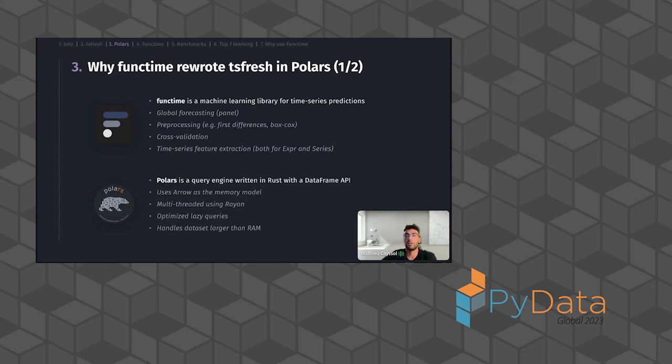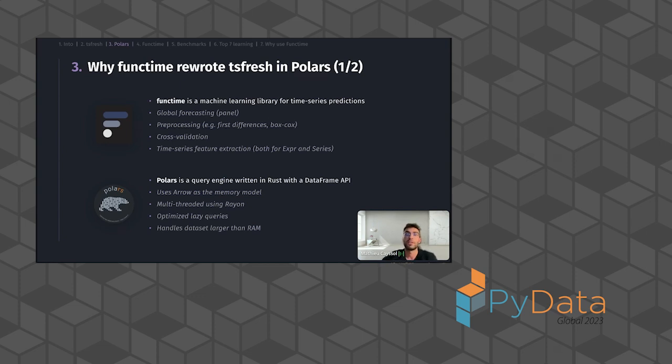So for polars, Chris mentioned it, but probably you know already, it's a query engine written in Rust with a dataframe API. Under the hood, it uses Arrow as the memory model. So it's this columnar memory format, which allows you to perform very efficient operations. Then it's multi-threaded, so it will use all the threads of your CPU on your machine. So it will allow you to perform operations very fast, especially in specific contexts.